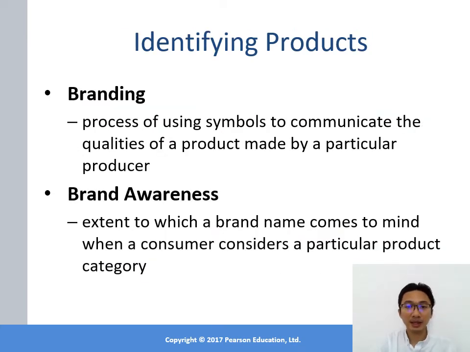As I explained last time, developing a product feature is just a part of the marketers' job. Marketers must also ensure that customers recognize the product, often by using brands. Branding is actually a process of using names and symbols like Coca-Cola, the Mercedes 3-star logo, or McDonald's golden arches. This usage is to communicate the qualities of a particular product made by a particular producer. Brands are designed to signal quality.